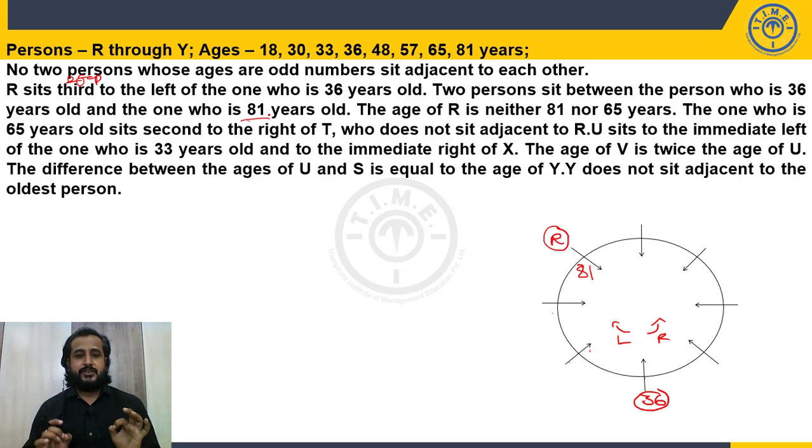But they did not mention who is on the left side and who is to the left of whom and who is to the right of whom. That is not mentioned. So it leads to 2 cases. 81 may be left of 36 or 81 may be right of 36. So 1, 2 gap, 81 may be here. So one of these 2 cases will be valid for what? 81. That we don't know.